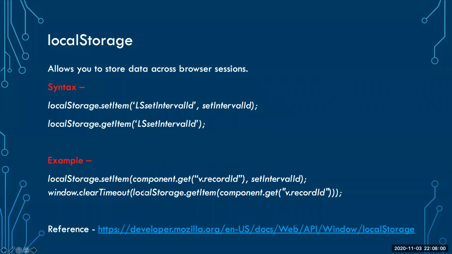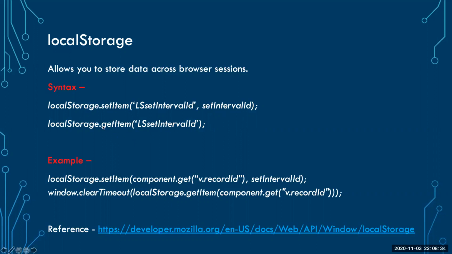And in the example I've given something different, which is on Aura we have component.get("v.recordId"). This is what I was saying: on each of the records you will have a set interval running, right? And it's very hard to find. Let's say I put ls, which is short for local storage, I called it ls set interval ID, and you add all the IDs into this. But later when you try to access using getItem, then all the IDs will be accessible.